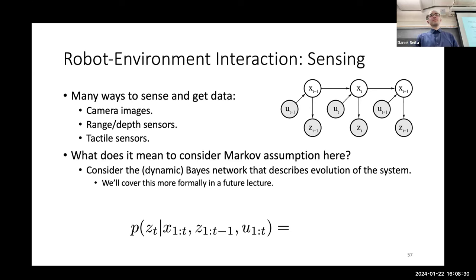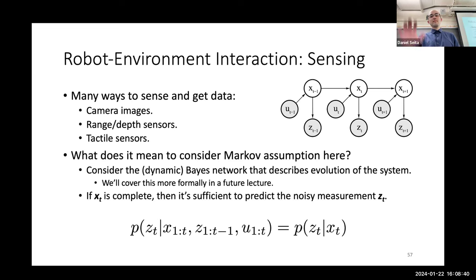X_t, and then nothing else. So you'll see why later, but basically, if X_t is complete and you have the Markov assumption, if you know X_t, you don't need to know anything before that. And the way that the Bayes net is structured, you also don't need to know U, because if Z_t has just one parent, then that's all you need to condition on to know this whole probability.